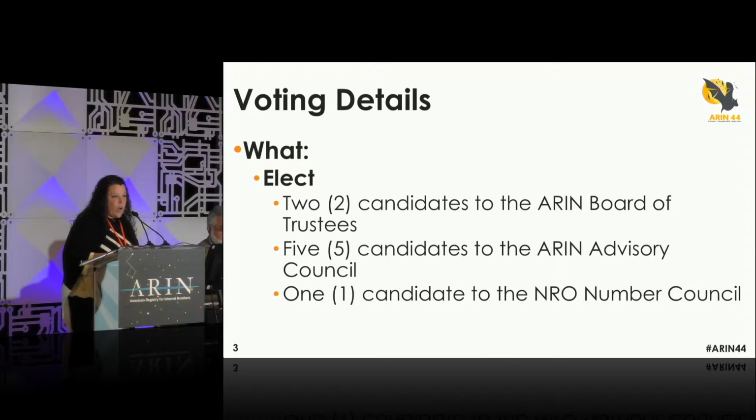This year, 4,769 eligible voting contacts representing over 5,160 ARIN organizations will have an opportunity to elect 2 members to the ARIN Board of Trustees, 5 representatives to the ARIN Advisory Council, and 1 candidate to the NRO Number Council.